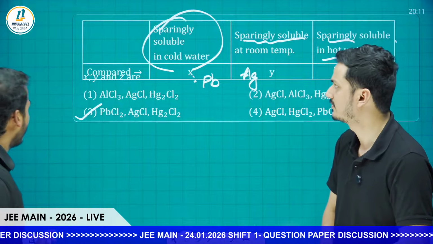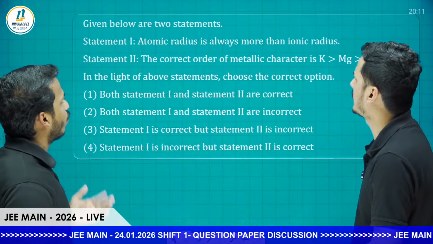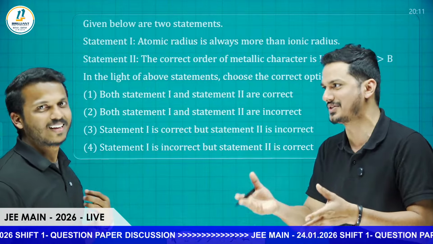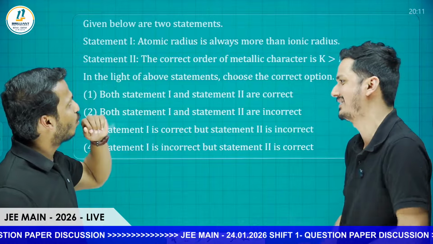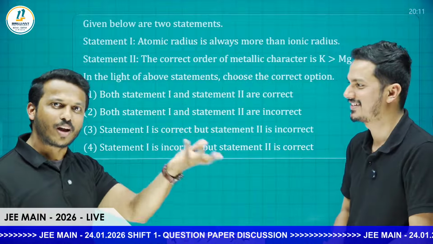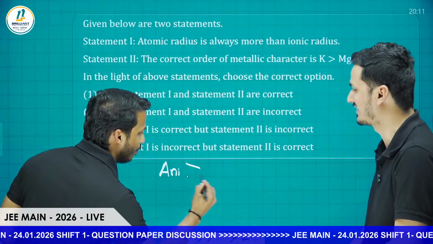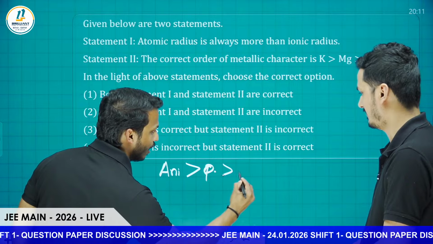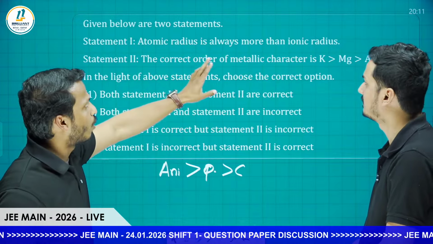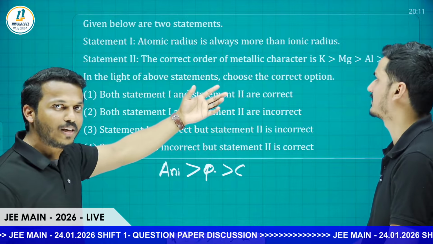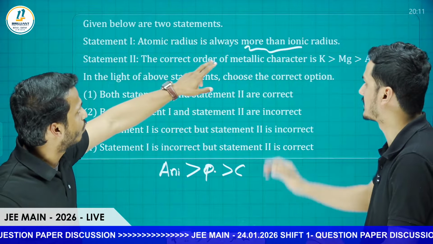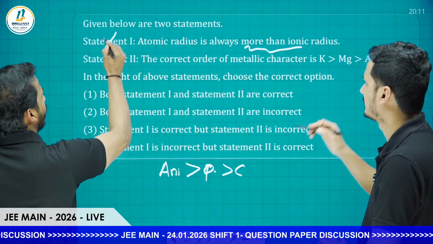Next one: atomic radius is always more than ionic radius. Students usually think they are only asking about cation. Not only cation, anion also. The atomic radius mentioned is of the parent atom, and the ionic radius can be cation or anion. Anions are always bigger than the neutral parent atom; only then does the cation come. So the atomic radius, of the neutral atom, is always more than the ionic radius? If it is a cation, it is correct, but if it is an anion, it is wrong. So statement 1 is wrong.